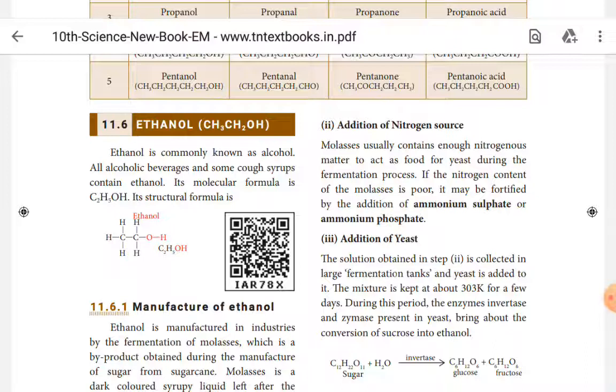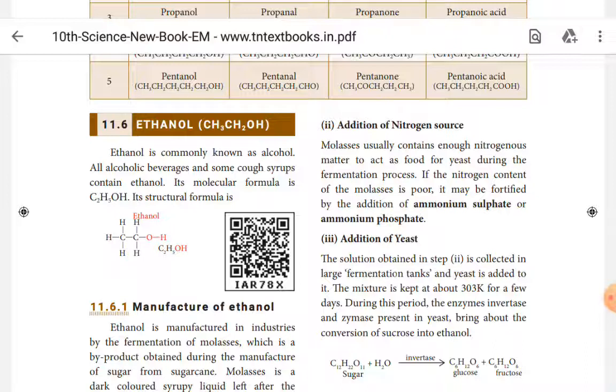So you have to keep in your mind that naturally molasses contains nitrogenous matter, which is food for yeast. What is the purpose of that nitrogen source? It acts as food for yeast. Suppose the percentage of nitrogenous matter is very poor, externally the sugar molasses is fortified by the addition of ammonium sulfate and ammonium phosphate. You have to keep in your mind these two compounds, which are externally added for the fortification of sugar molasses.